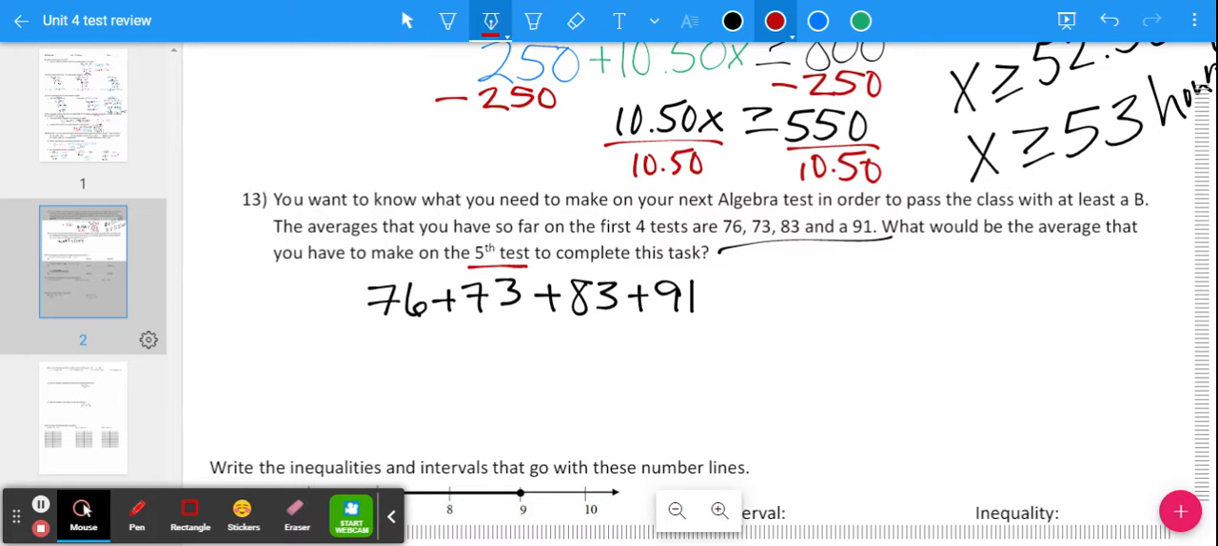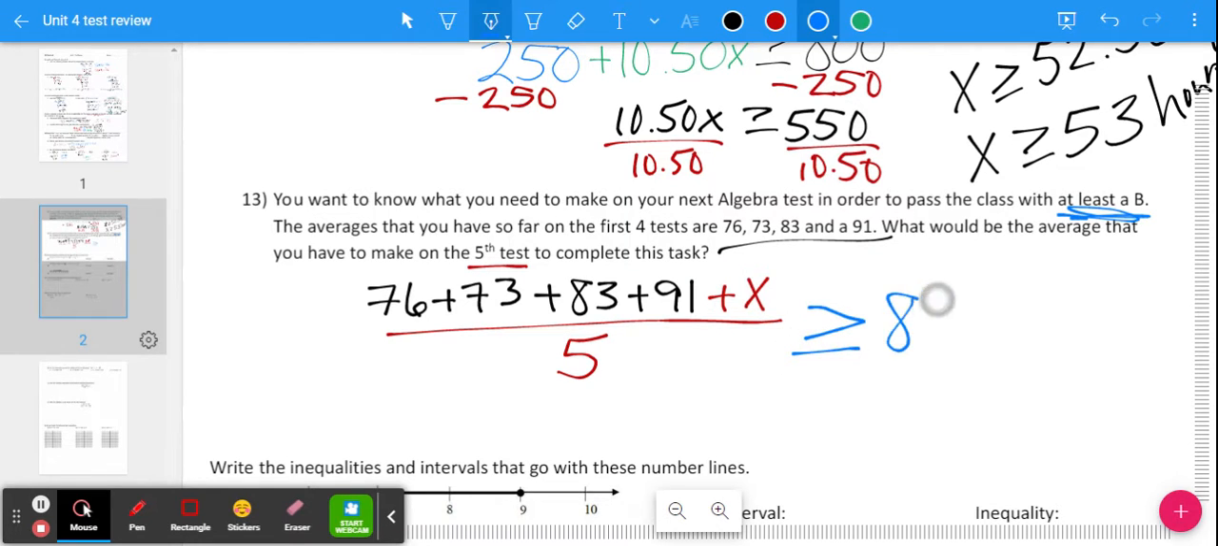But it says on the 5th test. So we don't know how much you have to make on the 5th test, so there's your variable that represents your unknown. And then we divide it by 5 because that's 5 scores that we're averaging. And we want it to be at least a B. So at least a B means it's going to be higher than or equal to an 80, because an 80 is the lowest B you can get.